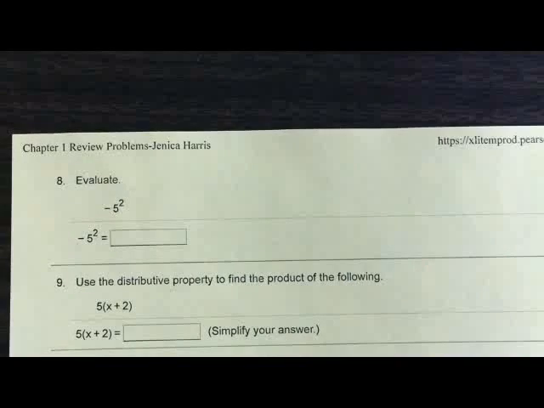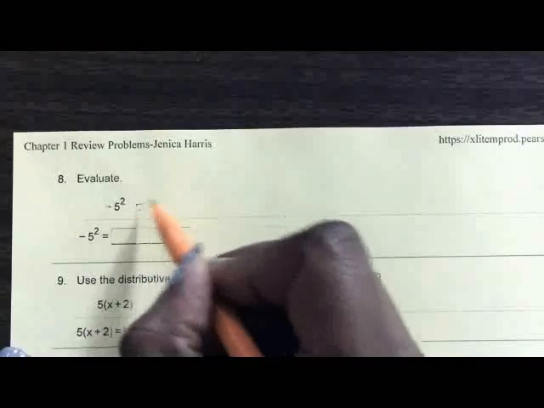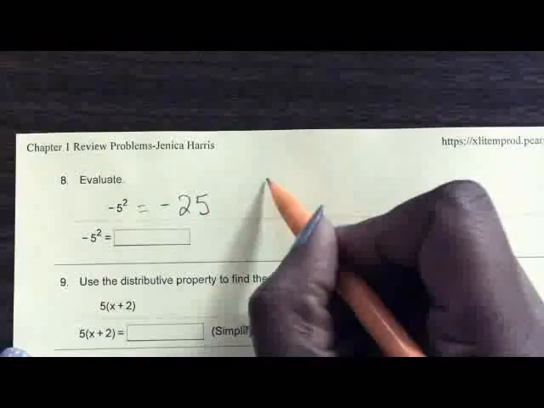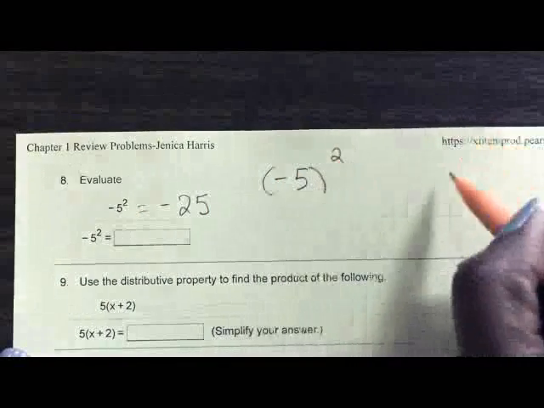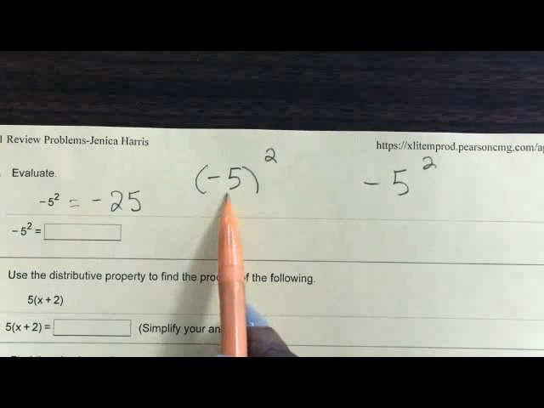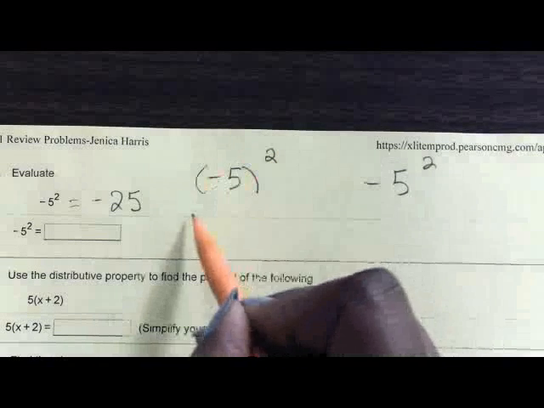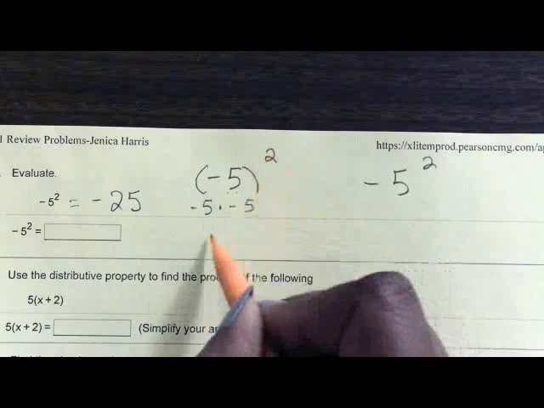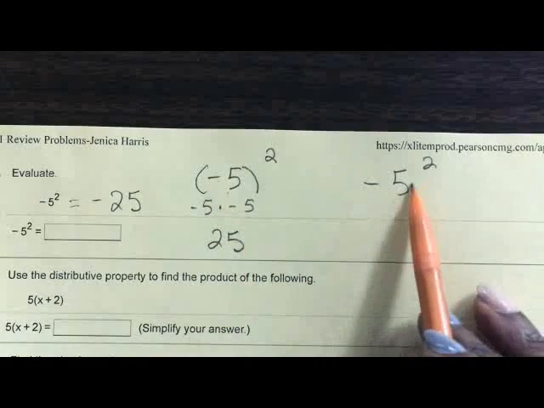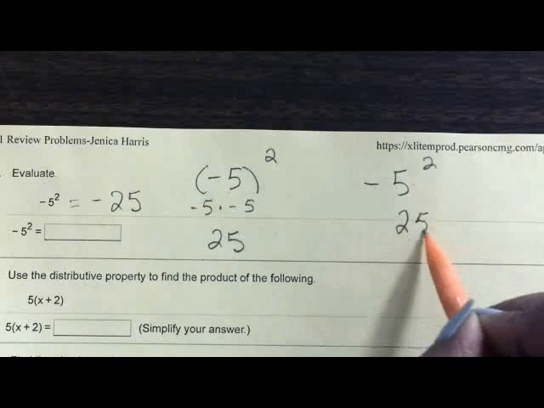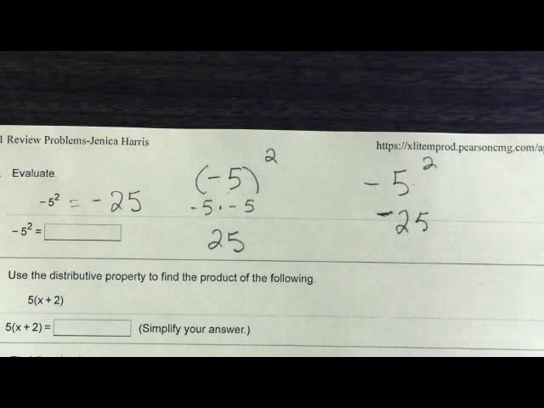Negative 5 squared. Negative 25. So this is actually negative 25. This problem is to make sure you understand the difference between negative 5 squared and negative 5 squared in parentheses. What's the negative 5 squared in parentheses? Negative 5 times negative 5, which is what? 25. This one is positive 25. This one says take the opposite of 5 squared. So 5 squared is 25, and the opposite of 5 squared is negative 25.